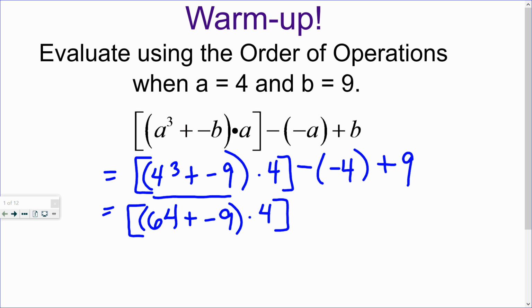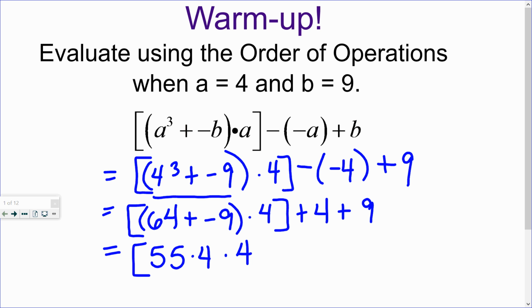Minus a negative can be rewritten as plus positive, so just plus 4 plus 9. Might as well just simplify a little bit. Okay, next I'm continuing inside that parentheses. 64 plus negative 9, you should have a 55. And at this point, you can just drop the parentheses.